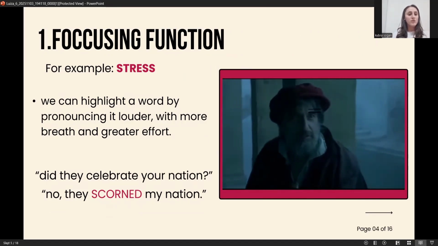For illustration, listen to the way in which the verb "scorned" is emphasized. So you heard it. We can also use stress to contrast a word with another word, as in, did they celebrate your nation? No, they scorn my nation.